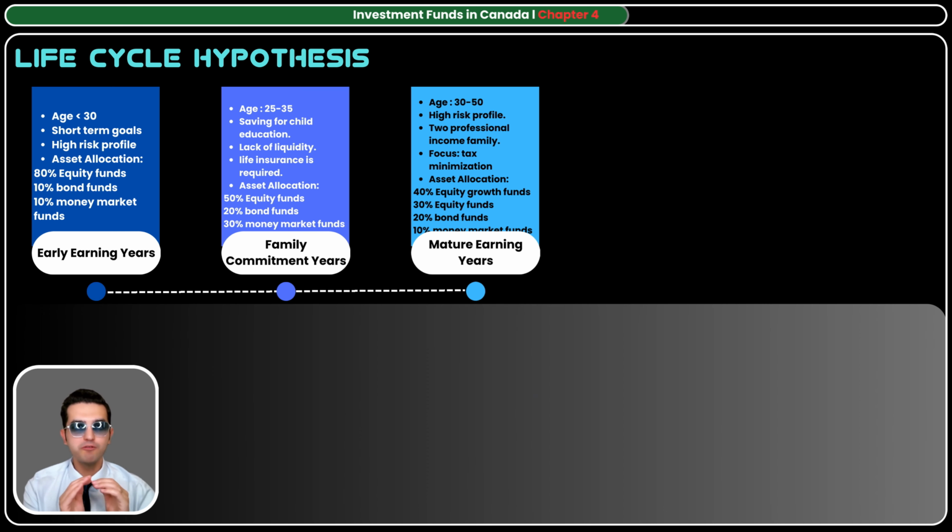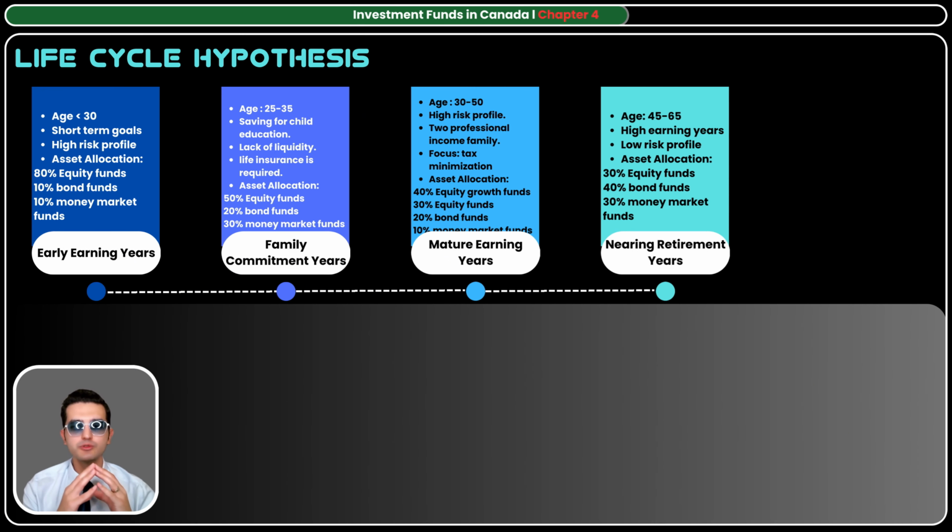Let's get to the fourth group, nearing retirement years. Age criteria, 45 to 55. This is self-explanatory. They are nearing their retirement. Okay, it's their high earning years. Makes sense. When you're near your retirement, your earnings are the highest, because you have improved in your job, so you are earning more.